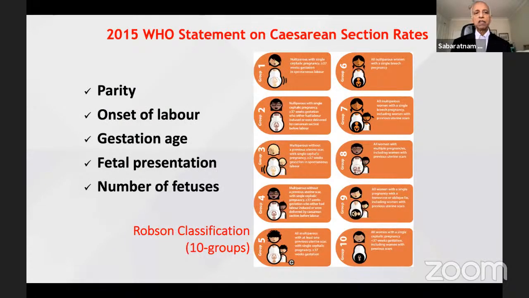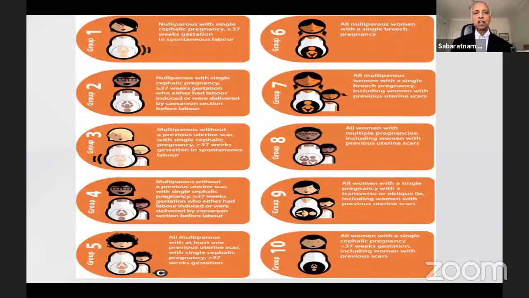Now, Robson classification depends on 5 criteria: parity, onset of labor, gestational age, fetal presentation, and number of fetuses. So it has nothing to do with indication for cesarean section, but looking at the group of women who are likely to have a high cesarean section rate. The number which contributes maximally is group 1, 2, and 5.